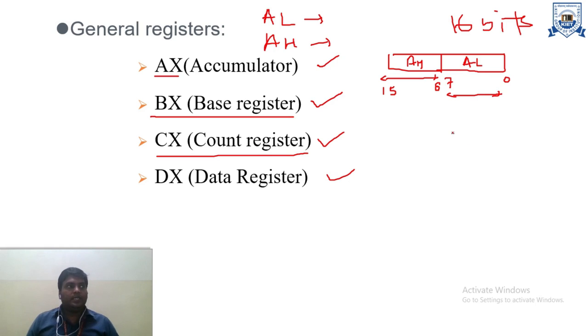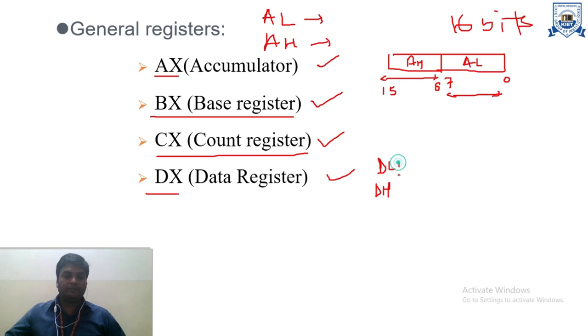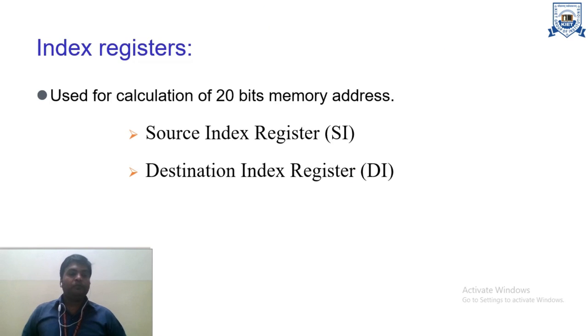The next one is the data register, which holds the data information. DX is of 16 bits. If we are storing 16 bits of data, then it is considered as DX. If we are talking about the lower half 8 bits of information, then it is your DL. And if we are talking about the upper 8 bits of information, then it is your DH. So these are your general purpose registers.